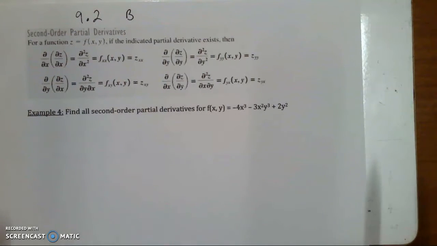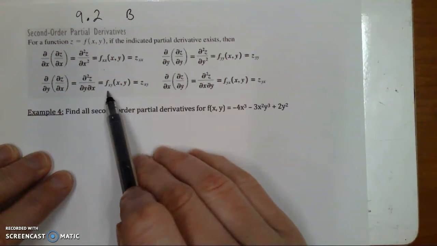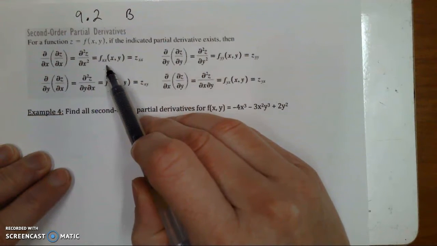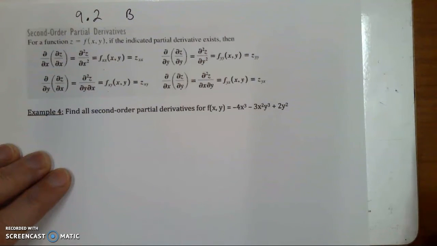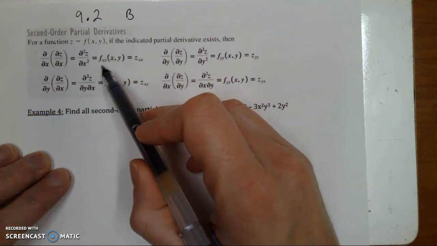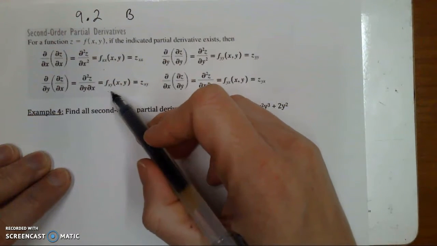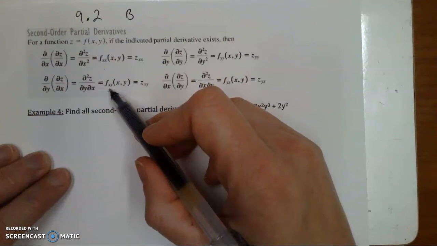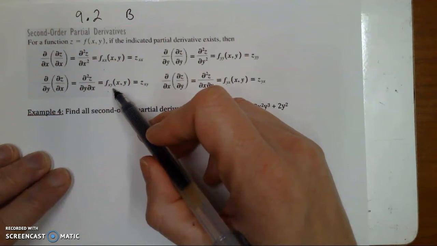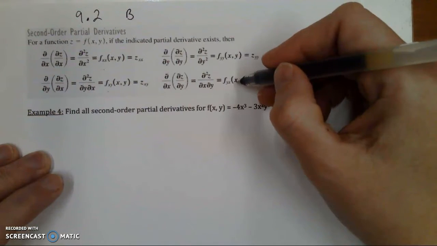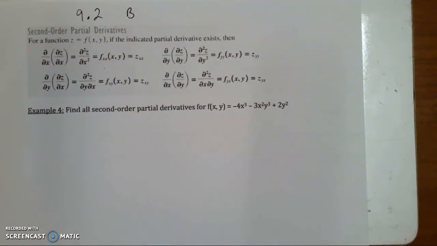Now we've got a couple more different notations. I'm generally going to use these notations. So f with an xx subscript means we're taking the first derivative with respect to x, and then the second with respect to x. If it's xy, the first derivative is with respect to x, but the second is with respect to y. And similarly, we have fyy and fyx. So there are 4 second-order partial derivatives we can find total.